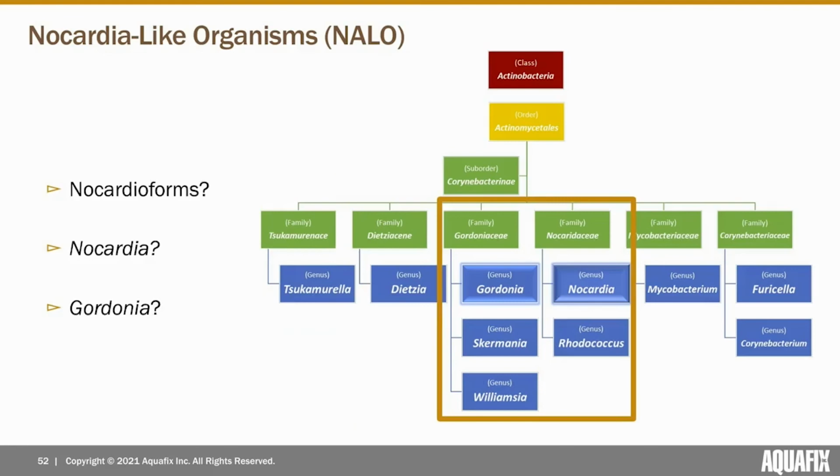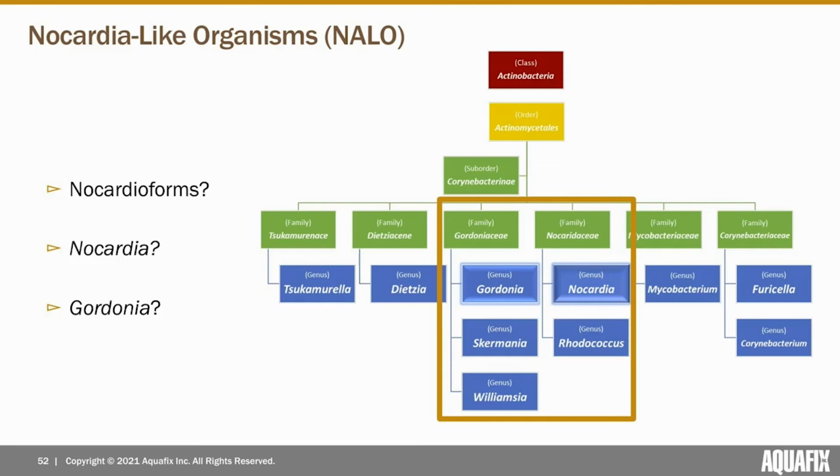On this tree, Gordoniaceae and Nocardiaceae are the most commonly observed families in wastewater. Both of these filaments exhibit true branching when viewed microscopically. They also thrive in similar conditions and cause the same issues. In fact, these families have an 89 to 98% similarity in DNA. However, Gordoniaceae and Nocardiaceae can't be differentiated through light microscopy alone. Rather, 16S rRNA sequencing is required.